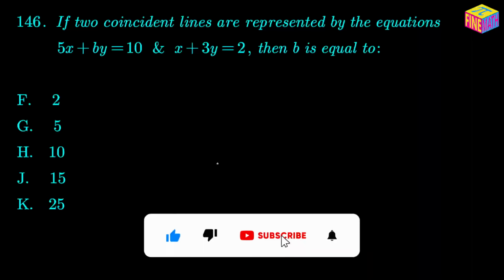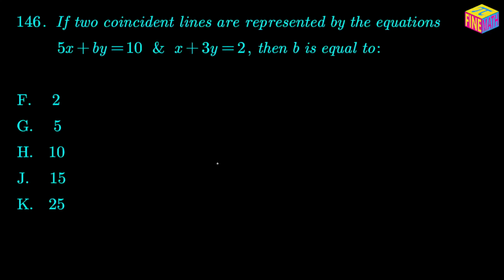So let's get started. Here the question says, if two coincident lines are represented by the equations 5 times x plus b times y equals 10 and x plus 3 times y equals 2, then b is equal to which of the following 5 options, right?